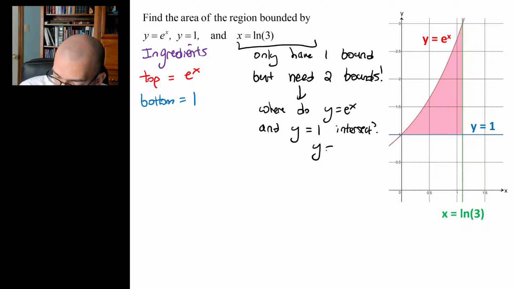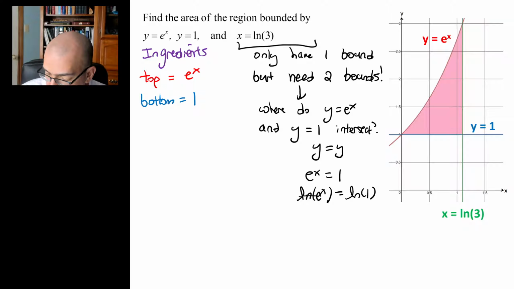So we're going to set y equals y. E to the x is equal to 1. Take the ln of both sides. Ln of e to the x is equal to ln of 1. Cancellation law, x is equal to 0. So that means our second bound is x is equal to 0. We're going from 0 to ln 3. And the picture tells us that. But I like to also pretend that we don't have a picture.